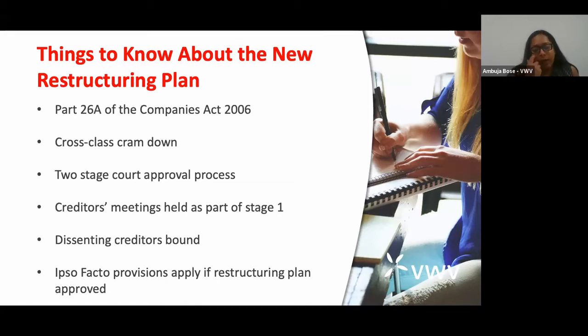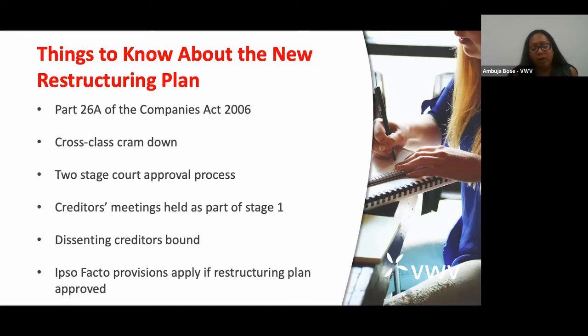The restructuring plan consists of a two-stage court application process. As part of stage one, creditors that have an economic interest in the restructuring would be invited to meetings. Dissenting creditors will be bound as part of the new restructuring process, and it includes what's known as a cross-class cram down. So across the classes of secured and unsecured creditors and people in different categories, all will be included if the restructuring plan is approved.